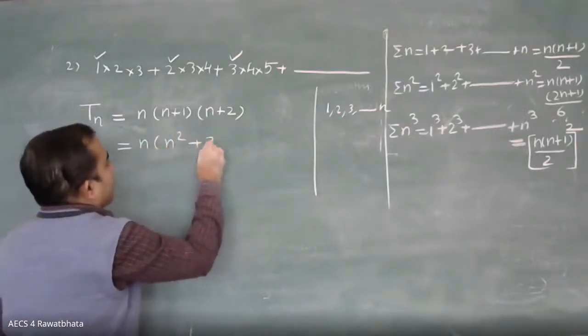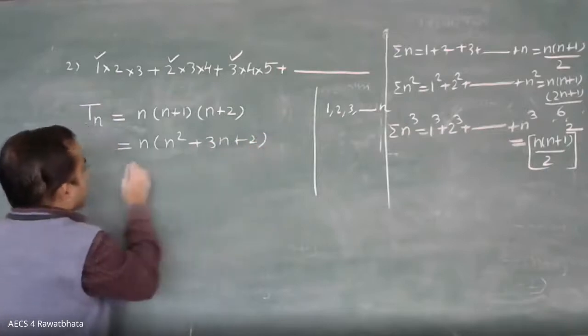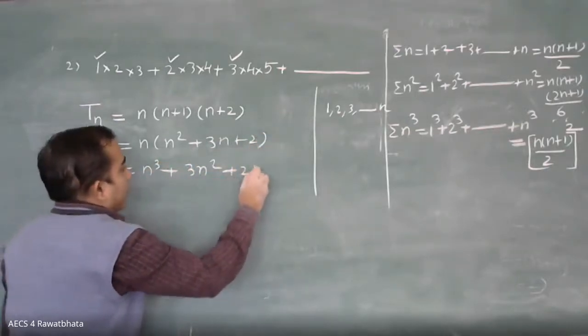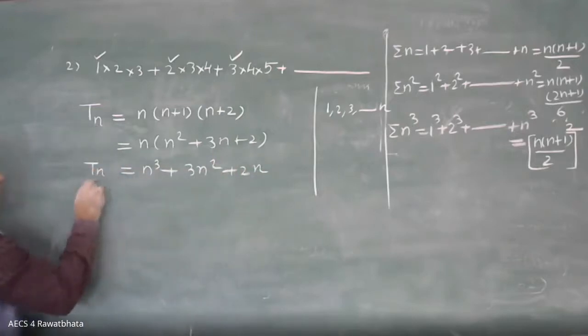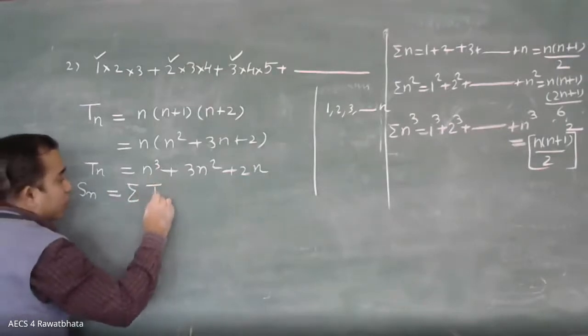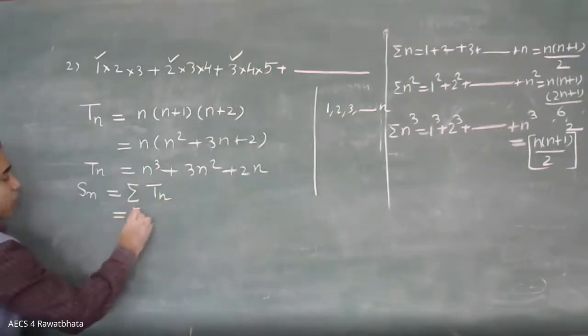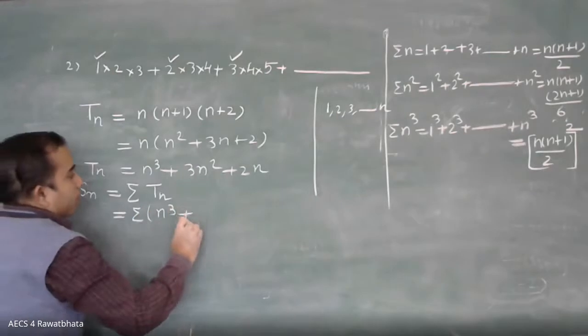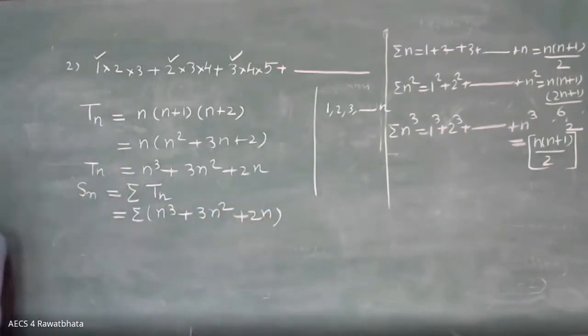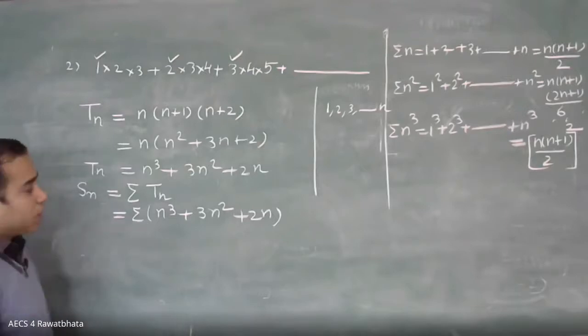N square plus 3n plus 2 it will be. And if I multiply it will be n cube plus 3n square plus 2n. And the next step is that Sn can be written as summation Tn, and this will become like this. Correct.